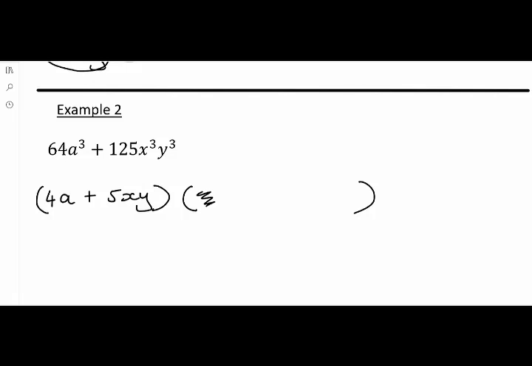Okay, so let's find this term and that term. Remember, they're just the squared versions of the terms in the binomials. 4a all squared will be 16a squared. Don't forget about the number. It's very easy to write 4 here and 4 here as well. That would be incorrect. You need to square the entire term. Okay. Well, 5xy squared will give me 25x squared y squared.